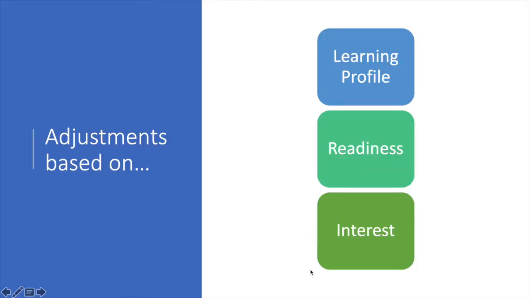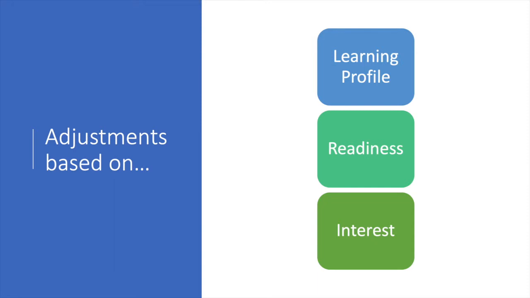Teachers should adjust for people's learning profile, ability or readiness, and their interest. When adjusting for a student's learning profile, teachers should think about how each of their students learns on an individual level. A student's learning profile can be shaped by their intelligence preferences, their gender, their culture, and their learning style.